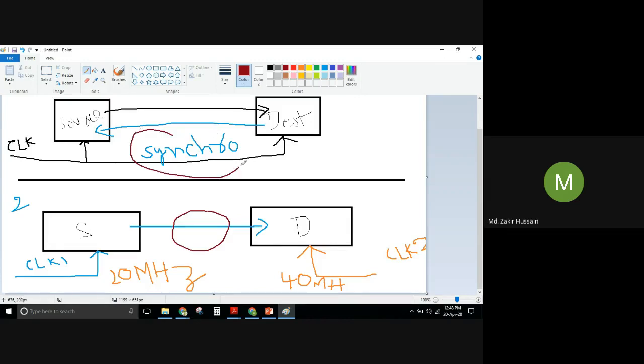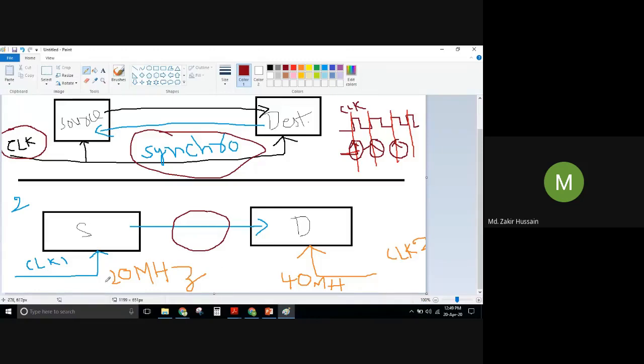Here, no issues. It is synchronized because they are operating with the same clock. The CLK clock is the same for the source and the destination. For every clock edge, if these devices are operating at the positive edge, this is the positive edge, this is the positive edge, and the bit that is available at each edge is successfully transmitted from the source and successfully received at the destination, because both operate at the same clock.